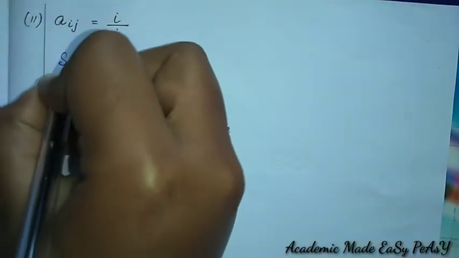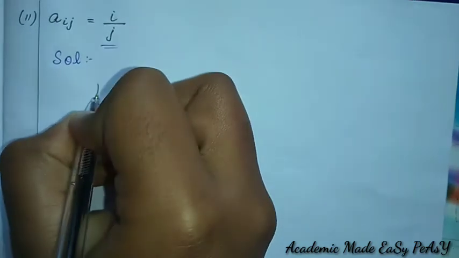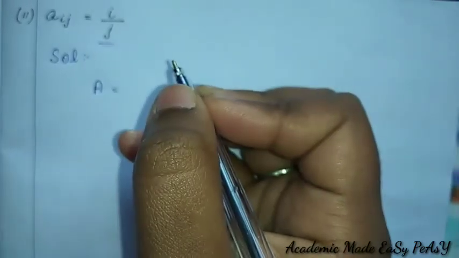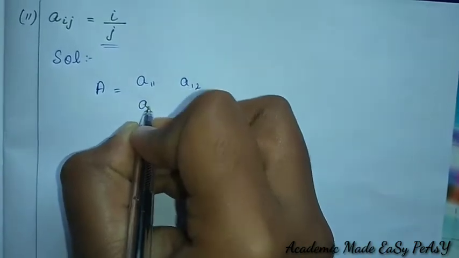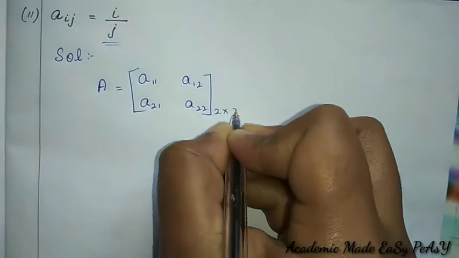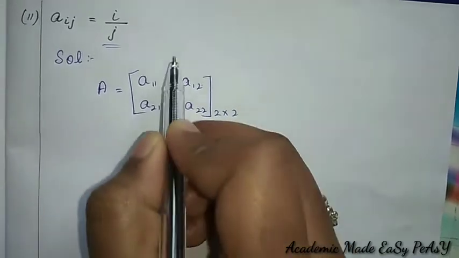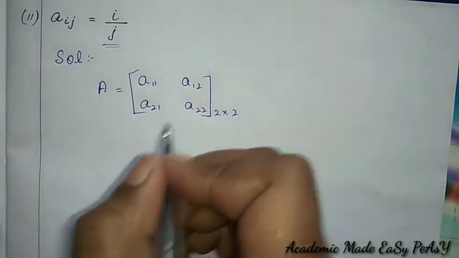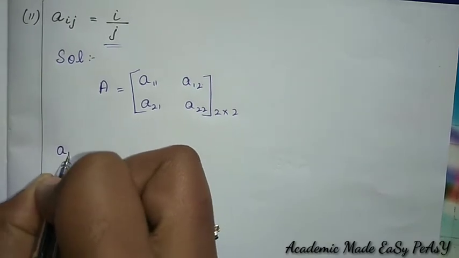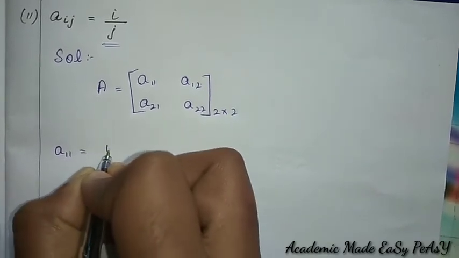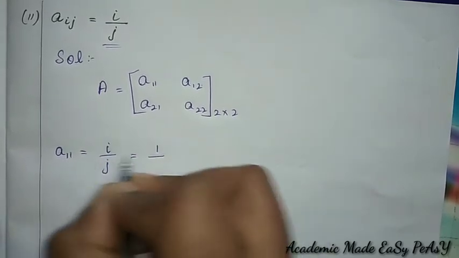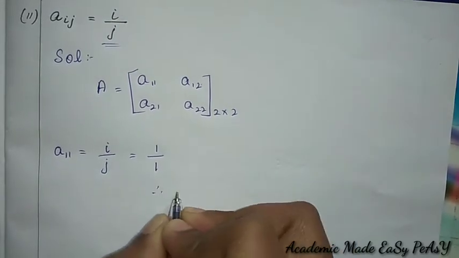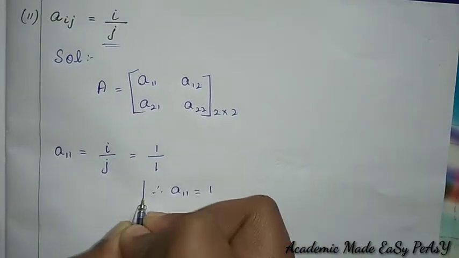So now let us write the matrix in general form. So A is equal to, since it is a 2 by 2 matrix, I am writing A11, A12, A21 and A22. This is of the order 2 by 2, since it has 2 rows and 2 columns. So now I'm going to start finding the answers for A11. So A11 is equal to i plus j. This is the condition. Now, what is my i? 1. So what is my j? 1. So therefore A11 is equal to 1.